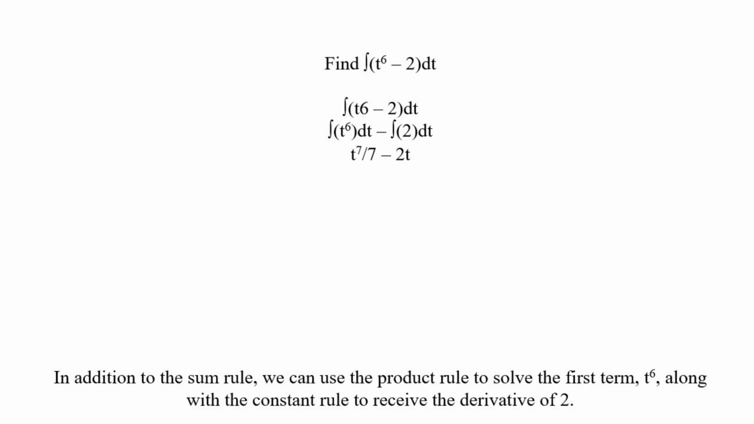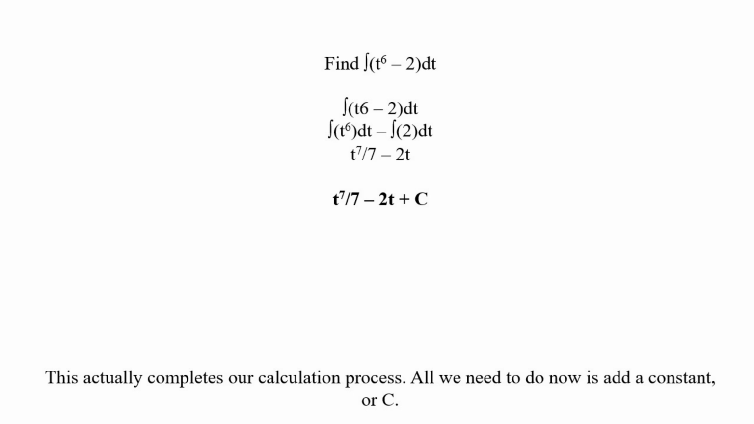separately. In addition to the sum rule, we can use the product rule to solve the first term, t to the sixth power, along with the constant rule to receive the derivative of 2. This actually completes our calculation process. All we need to do now is add a constant, or c.